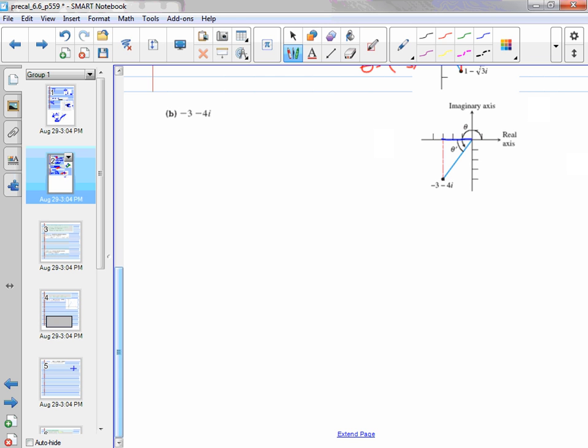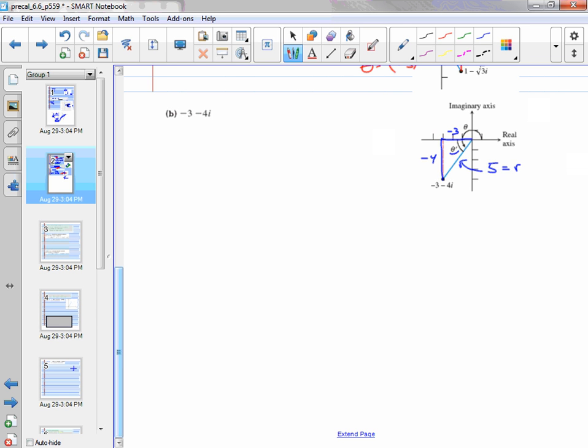Part b, negative 3 minus 4i. So I know I've gone back 3, distance of 3, negative 3. I know I have gone down 4, distance of 4. I can find the r. Well, you might recognize 3, 4, 5. It's a 3, 4, 5 triangle. There's our value of r.